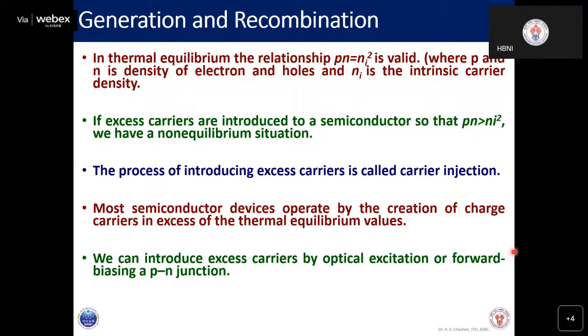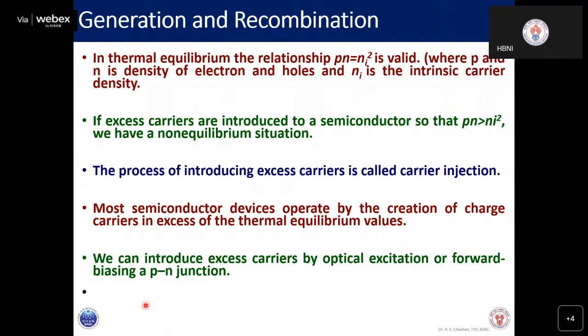So we can introduce excess carriers by optical excitation, where you can excite the junction with a photon, and the energy of the photon should be higher than that of the band gap. In that case, the energy will be absorbed by the electron, and it will go to the conduction band.